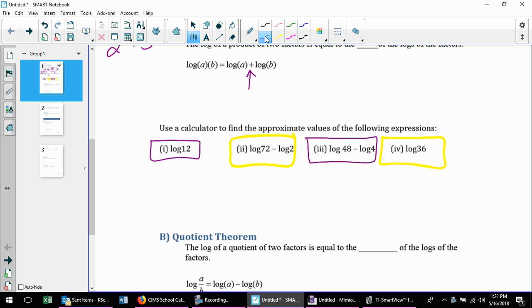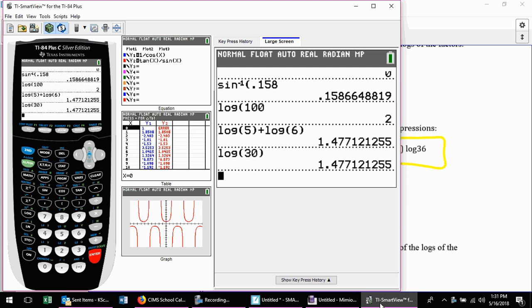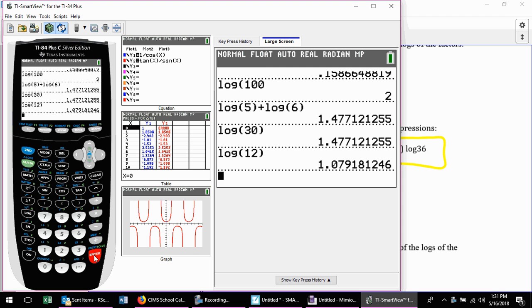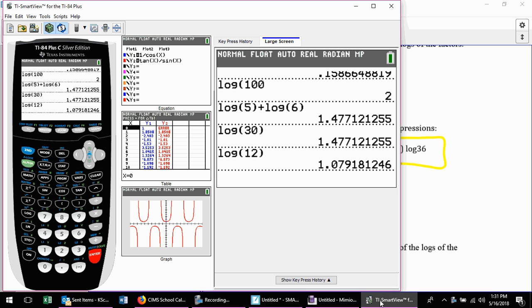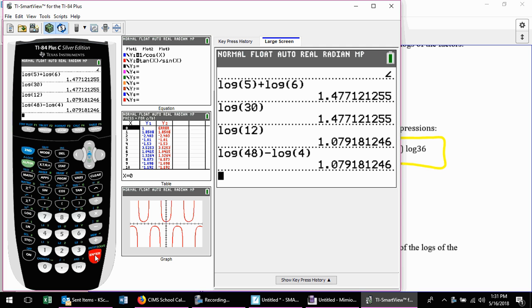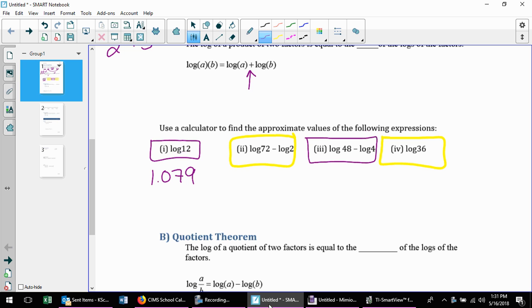Okay, so let's do this in our calculator. So log of 12. We'll go 3 decimal places, so 1.079. And so we said the one that we think matches is going to be 48 and 4. So if I check that one, log of 48, close brackets, minus log of 4, close brackets, same thing.